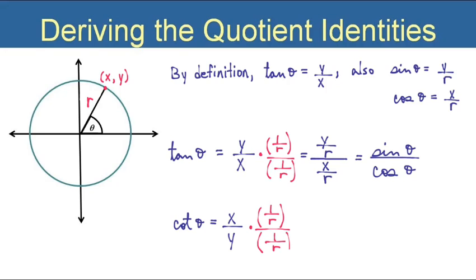And we could do the same thing for cotangent. Take the cotangent definition, multiply it by 1 over r over 1 over r. That gives you x over r over y over r. That gives you cosine over sine, which is cotangent. So that's how these identities came about. Now you don't have to be able to do that on your own, but I just wanted you to follow through and see why we have this identity or this formula that tangent of theta is equal to sine over cosine and cotangent is cosine over sine.